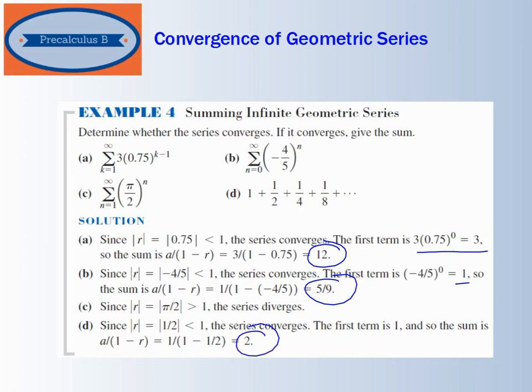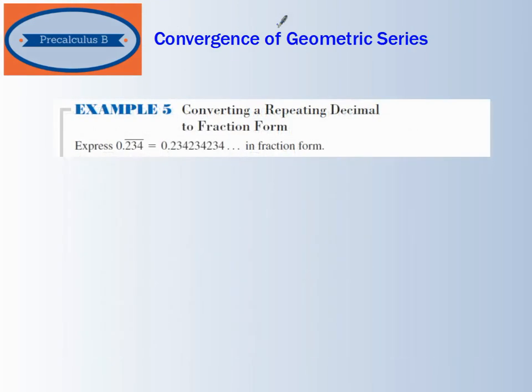All right, so we can find the sum of an infinite geometric series. That's something that we can do, and this will always work so long as the absolute value of r is less than 1. One of the applications of the sum of a geometric series is that we can convert a repeating decimal to fraction form.